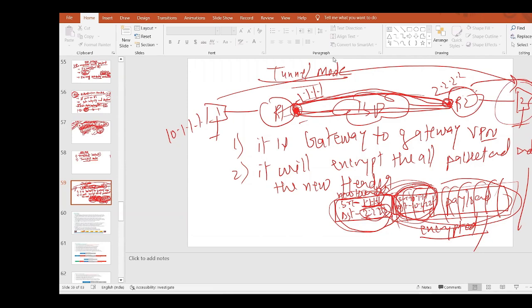Understood? Then when the reply comes from there, the packet will come back here. They are using tunnel mode again. Tunnel mode will encrypt the payload and the original source and destination, and put a new header. The source becomes this IP and the destination becomes the peer public IP. That's how the return packet comes.